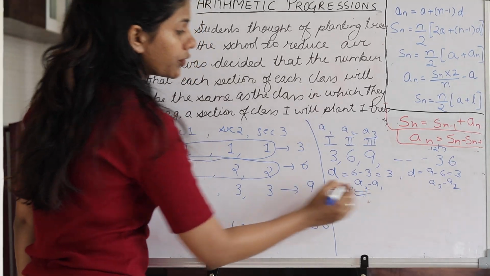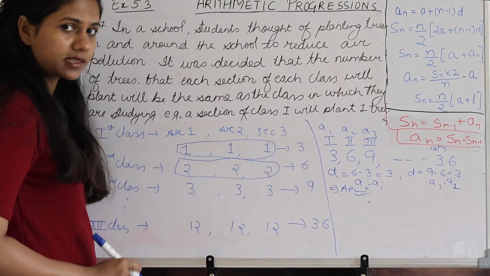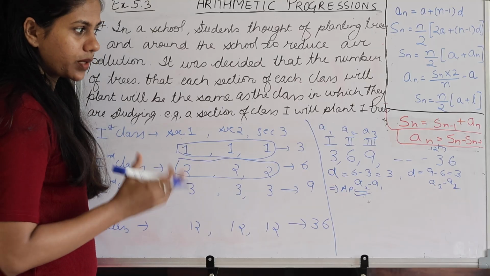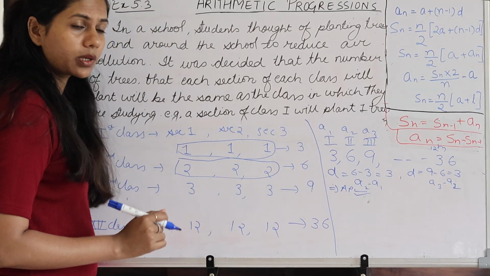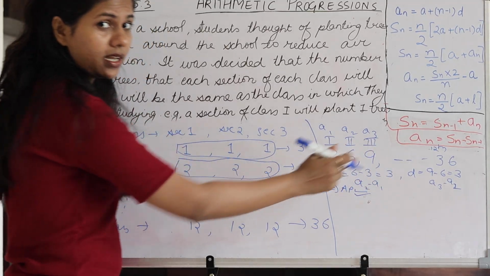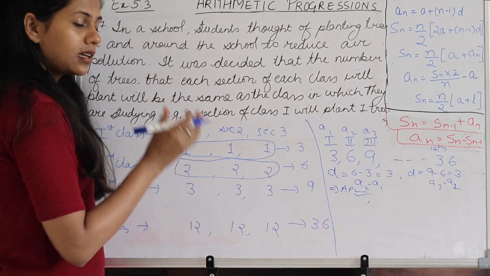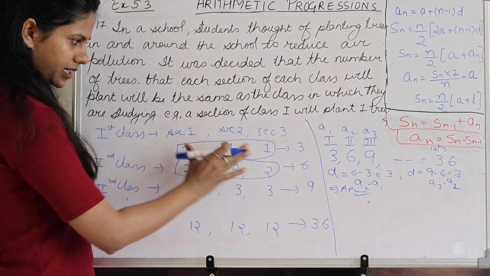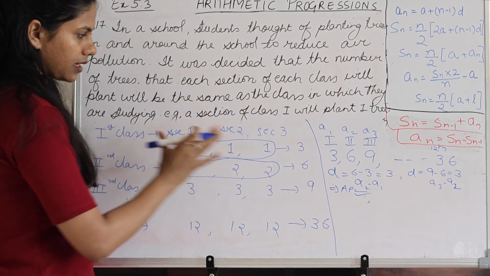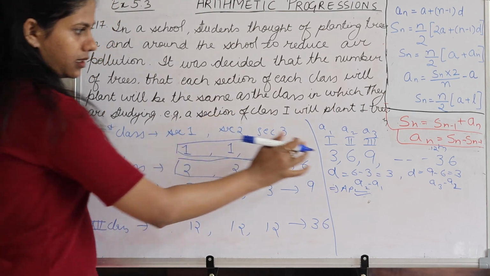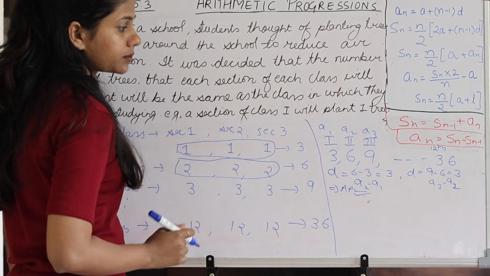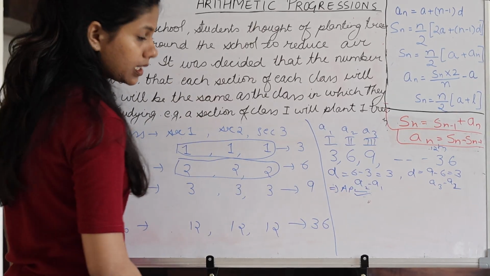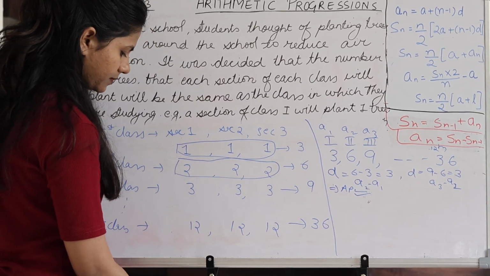Now, if you know that a sequence is an AP, how can you find the sum of that sequence? The total number of plants will be the sum of all these terms, the sum of the plants planted by each section of each class. For first class the total plants are 3, second 6, 9. We will simply use this formula and resolve it. Let me make some space.